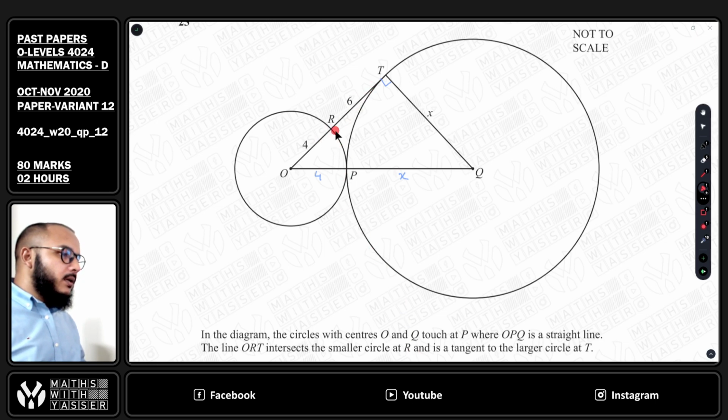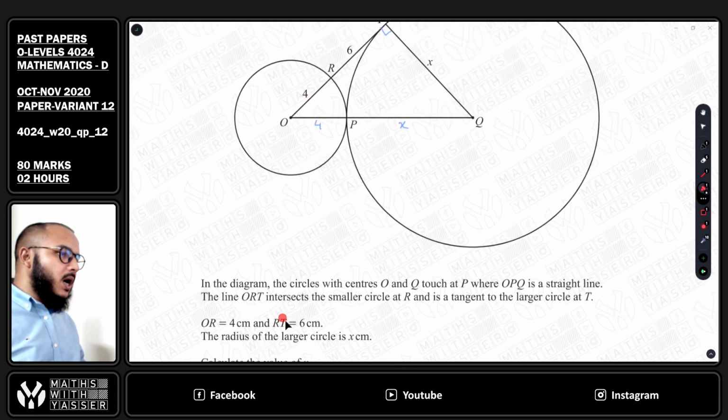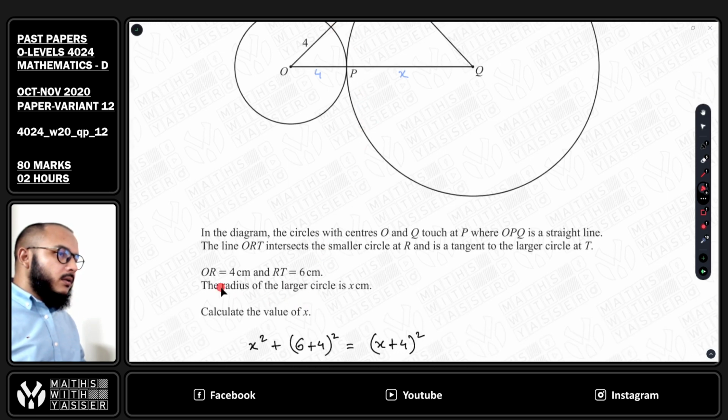So the line intersects the smaller circle at R and is a tangent to the larger circle at T. So this line is also a tangent to the larger circle. It's given that OR is 4, RT is 6, and the radius of the larger circle is x centimeters.